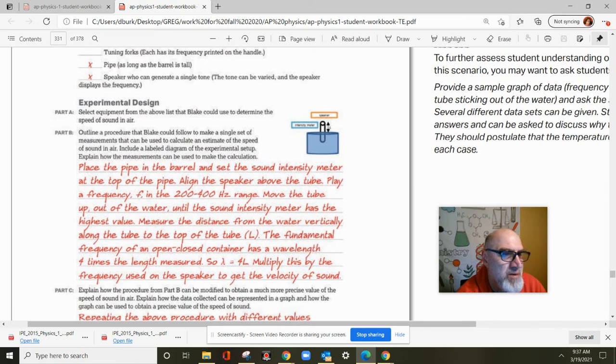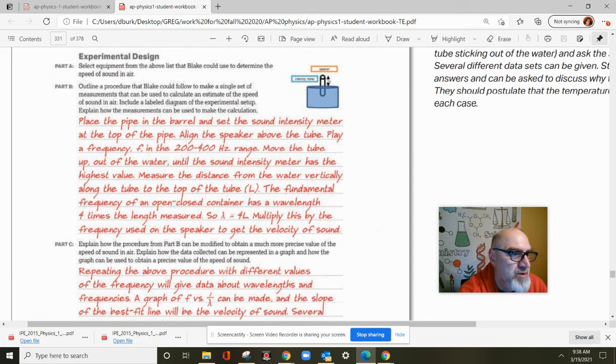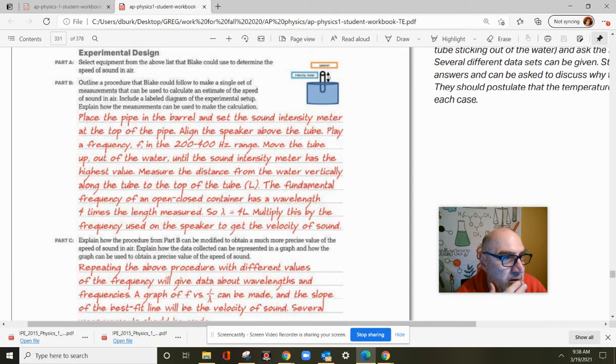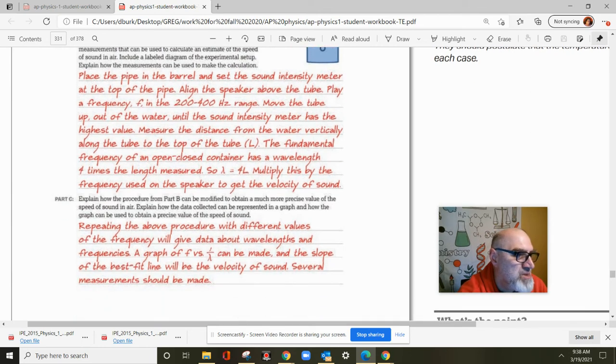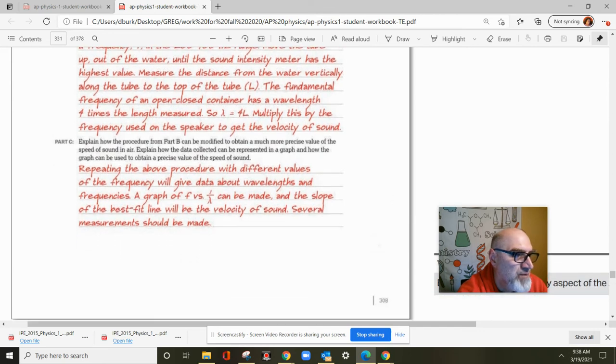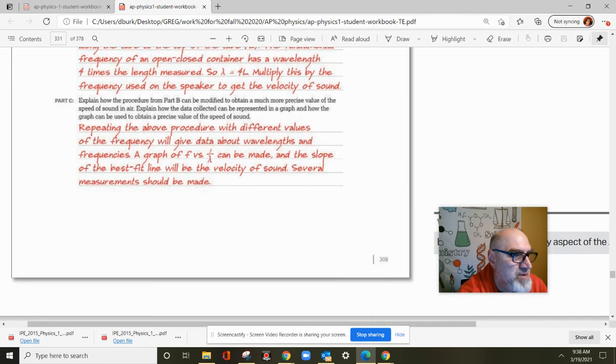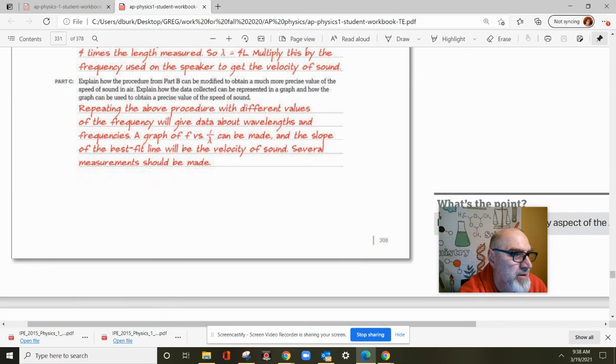So basically, this is the lab that we did. He's going to put the pipe in the barrel, set the ear above the top of the pipe, align the speaker above the tube, and play a frequency in the 200 to 400 hertz range. That's my tuning forks. They're all in that range. Well, some of them are 500. Then move the tube up out of the water and measure the distance from the top of the water. So this is basically our lab. Different values of the frequency will give data about wavelengths and frequencies. This is exactly what we did.